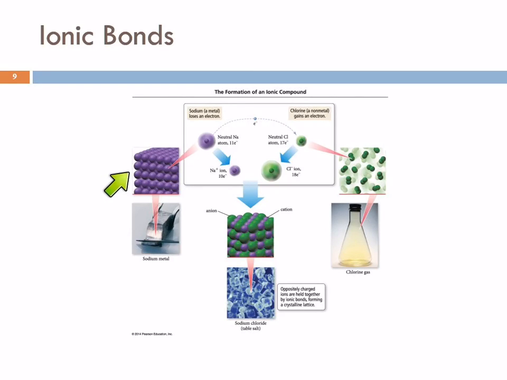Here we have sodium metal, and here we have chlorine gas. The sodium can transfer an electron to the chlorine. When it loses that electron, the sodium becomes a sodium ion, Na+. When the chlorine accepts an electron, it becomes Cl-, and then there's this attraction between these two.